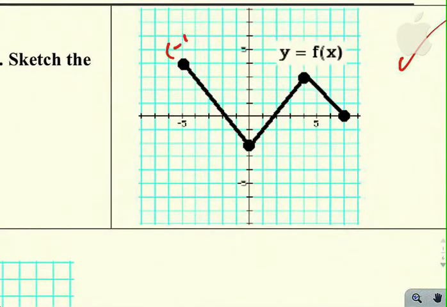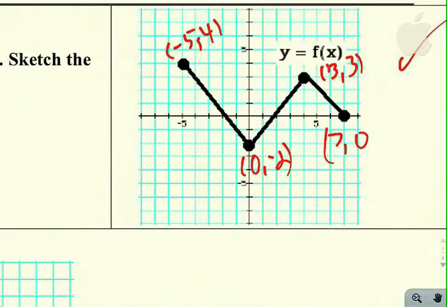This is negative 5 comma 4. This is 0 comma negative 2. This is 3, 3. Oops, that's 4, 3, excuse me. And this is 7, 0.